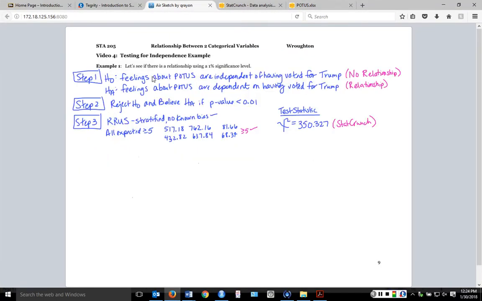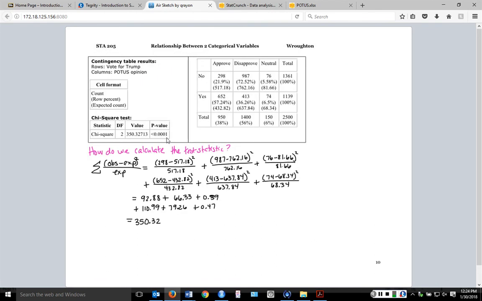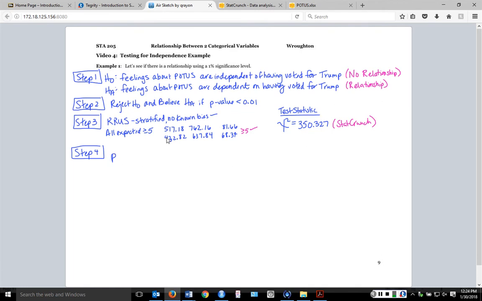So now we're done with step 3. So now I want to do my step 4, which is getting my p-value and making my decision. So my p-value is just part of my output here. So it's less than 0.0001. So if I look back at step 2, is my p-value less than my 0.01? Yes, it is. So we will reject the null hypothesis and believe the alternative.